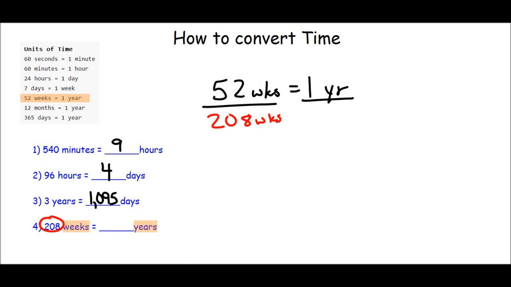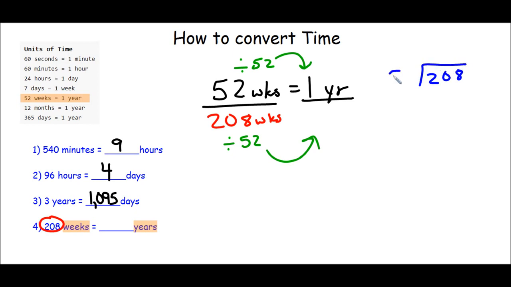And now I ask myself, what happened to the 52 to turn into a 1? I divided by itself. So that means what I did to the top, I did to the bottom. So 208 divided by 52 will give me my answer. Let's go ahead and work that out on the right. We have 208 being divided by 52. Let's estimate again. 52 is very close to 50, and that's easy to work with. And 208 is close to 200, and I know that 50 goes into 200 4 times.